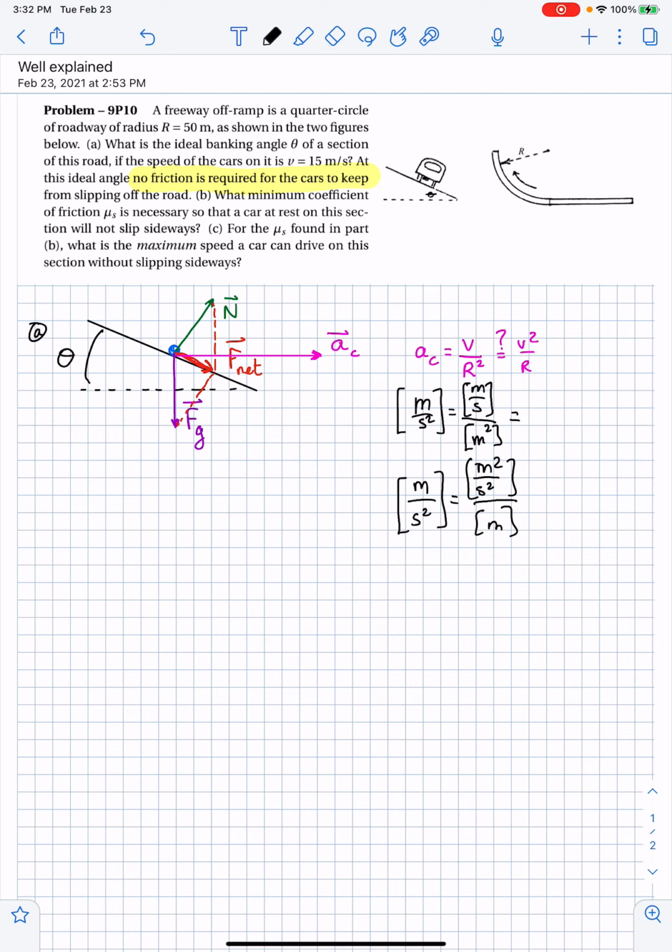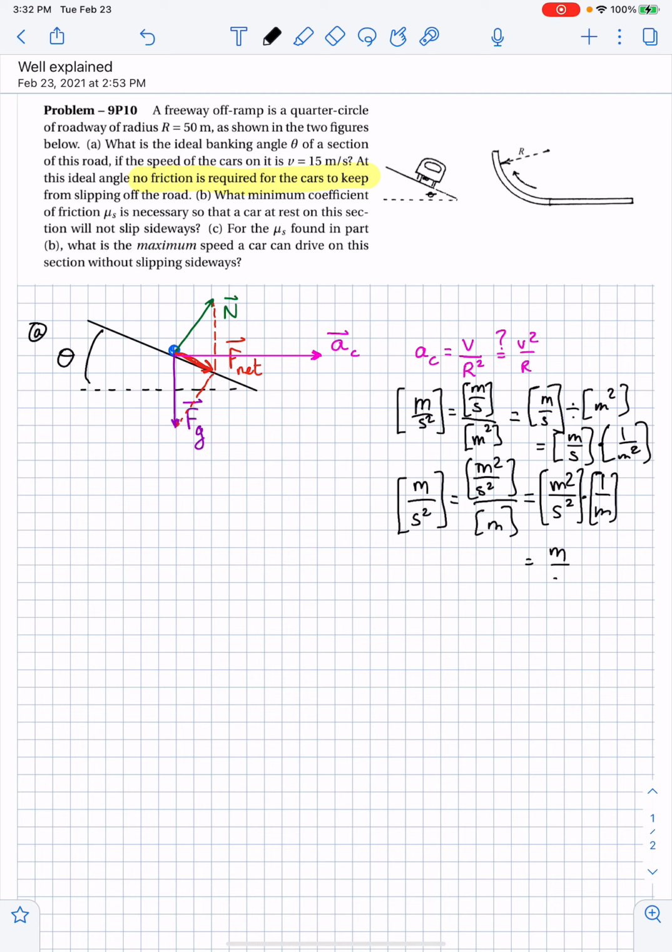Okay. Now that's a division, so if you just want to look at the dimensions, you can say it's meters per second divided by meter square, right? So it's going to be meters per second times 1 over meter square. So this top unit will be essentially 1 over meter. That's a little strange. This one right here will be meters square per second square times 1 over meters. And so this, as we can see, is going to be meters per second square.